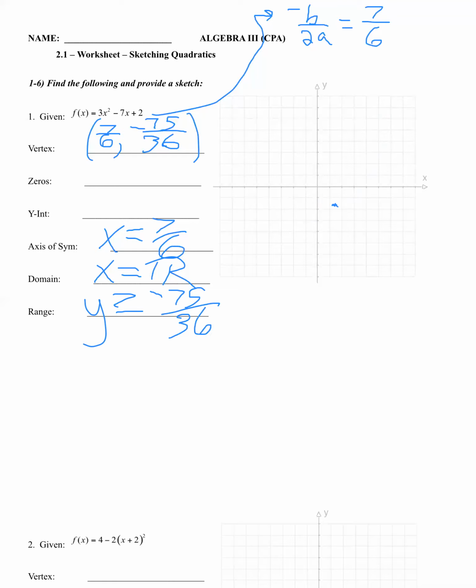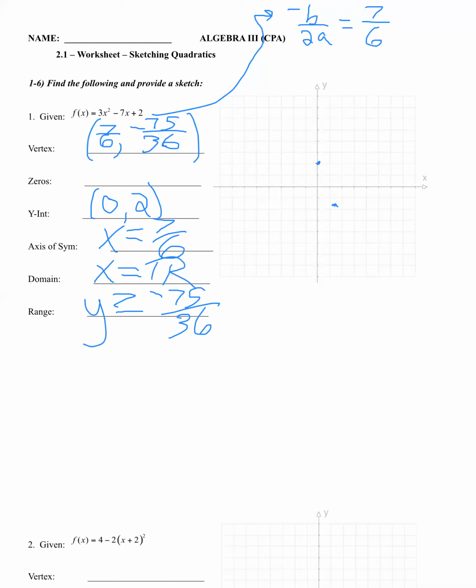Okay, so I have all of those parts. Now I just need to find the zeros and the y-intercept. I can find the y-intercept really easily because I'm just going to plug in 0 for x. When I do that, it just comes out with a 2. So if x is 0, y is 2. So now I know that this thing is going to cross that y-axis right there.